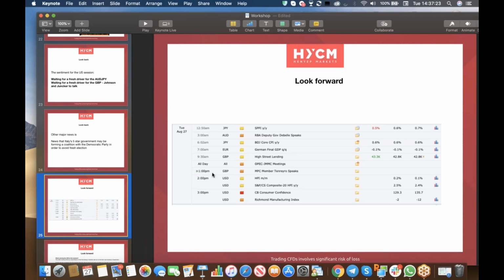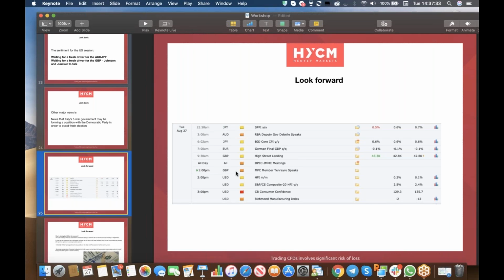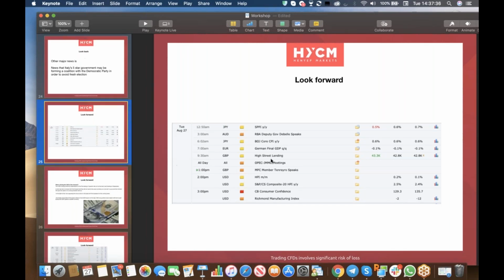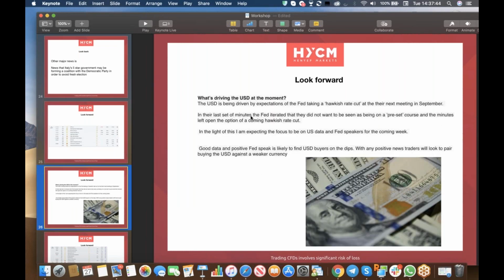Looking forward for the week, we have US consumer confidence coming up. So it's worth spending a moment to have a look at what's happening with the US dollar. There's quite a lot of US dollar data out this week, nothing much else apart from the US consumer confidence. The US dollar at the moment is being driven by expectations of the Fed taking a hawkish rate cut at their next meeting in September.